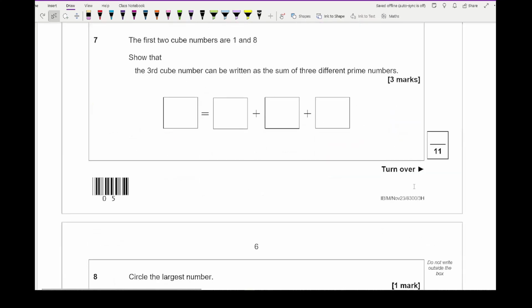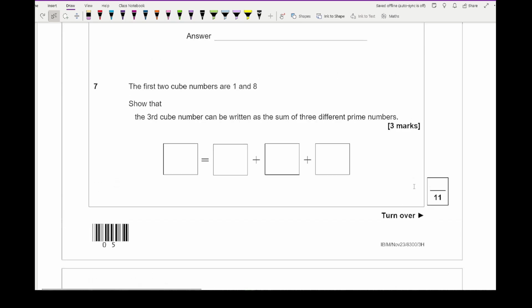Then moving on to question 7, it says the first two cube numbers are 1 and 8. Show that the third cube number can be written as a sum of 3 different prime numbers. So again, there's going to be quite a lot of different answers you can have here. Now the third cube number is basically 3 cubed, which is 27. So this box here has to read 27.